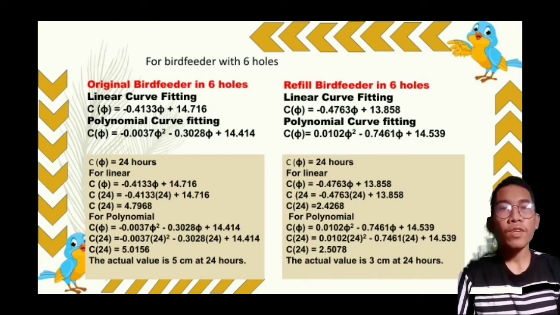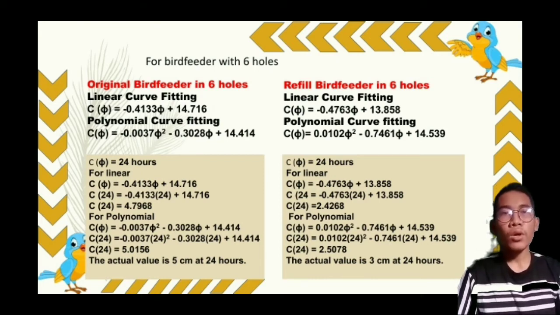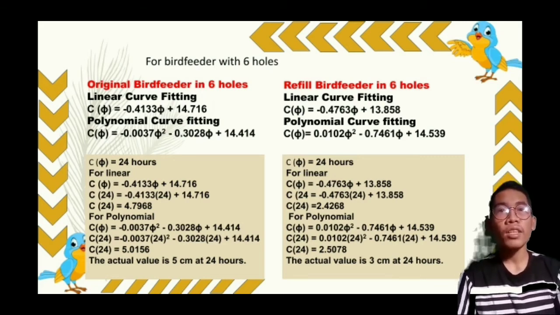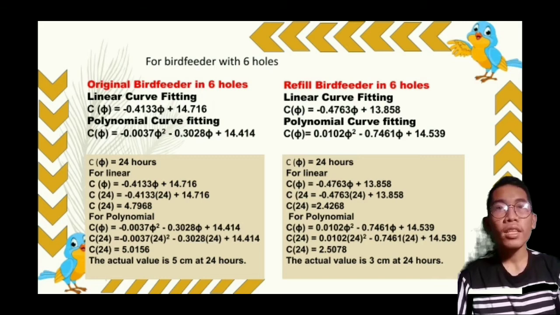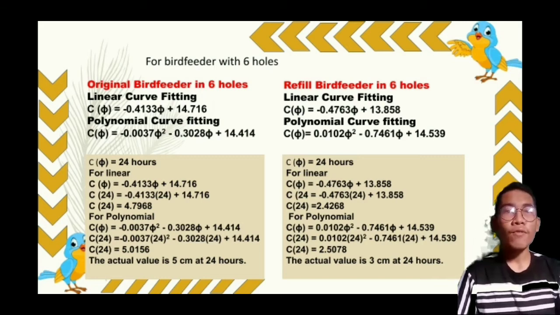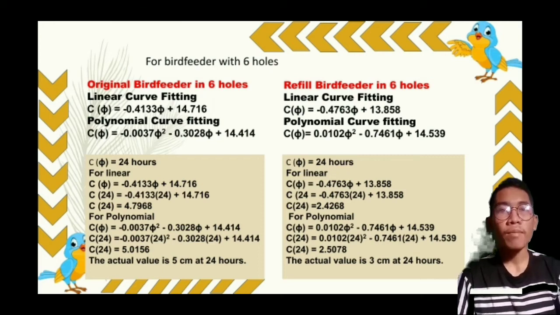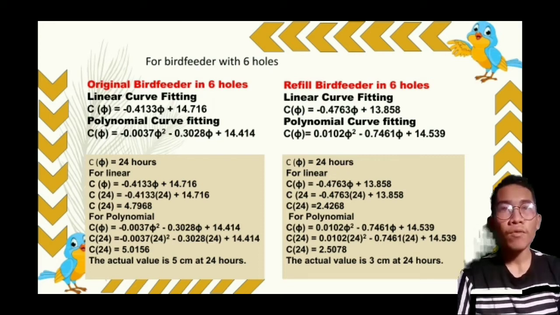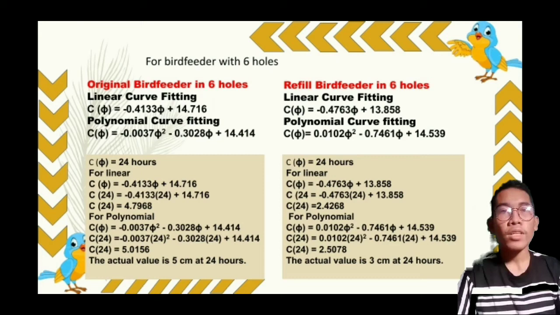Using the linear curve fitting to get the actual values of the original bird feeder, we have to use the equation C sub phi is equal to negative 0.41335 phi plus 14.716, wherein the value of phi is equal to 24 hours. And then by substitution, we have C sub 24 is equal to negative 0.4133 times 24 plus 14.716, having the result of C sub 24 is equal to 4.7968.